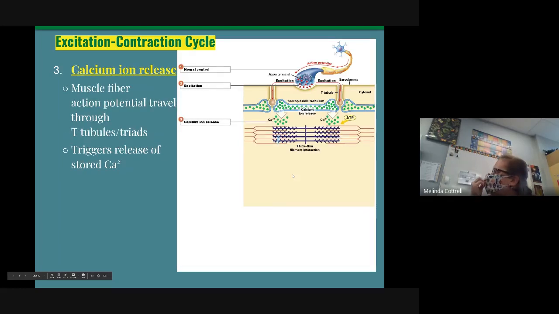Then we have the calcium ion release stage. Remember that excitation not only goes through the sarcolemma, but it also travels through the T tubules, which are continuous with the sarcolemma, and then to the sarcoplasmic reticulum. It's in these wide areas of the sarcoplasmic reticulum called the terminal cisternae where most of the calcium is stored, and that is what gets released. And we know that calcium plays a huge role in the sliding filaments.